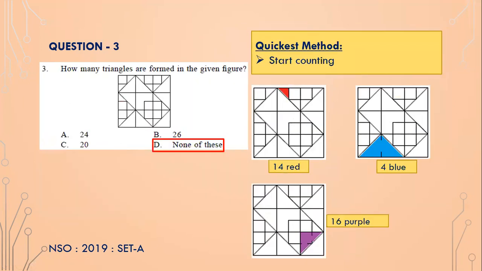How many triangles are formed in the given figure? So again, normally you start counting. How many red triangles? Red triangles: 1, 2, 3, 4, 5, 6, 7, 8, then 9, 10, 11, 12, and 13, 14. 14 red triangles, isn't it? Then blue: 1, 2, 3, 4, and 5.